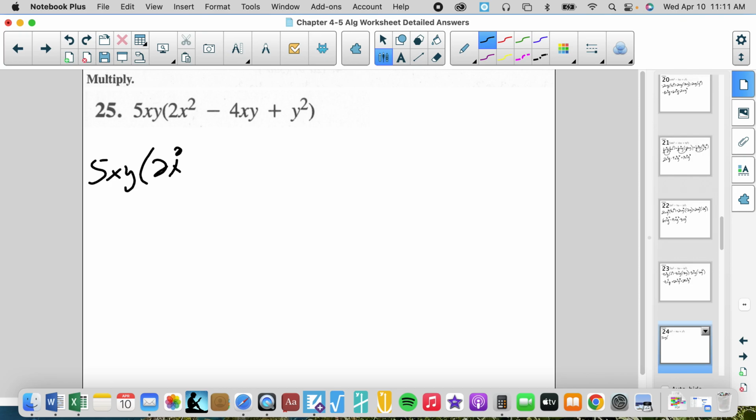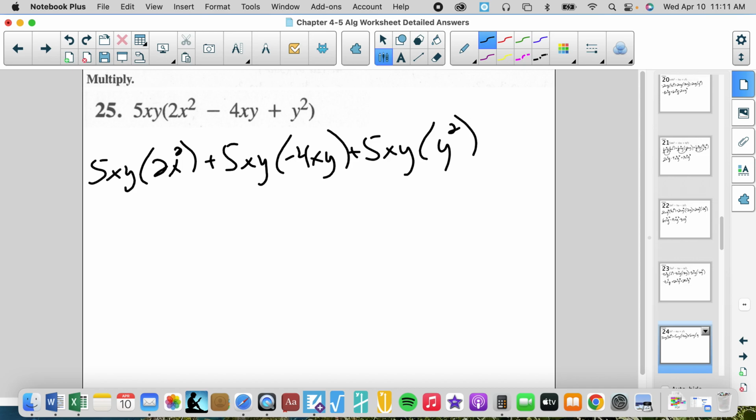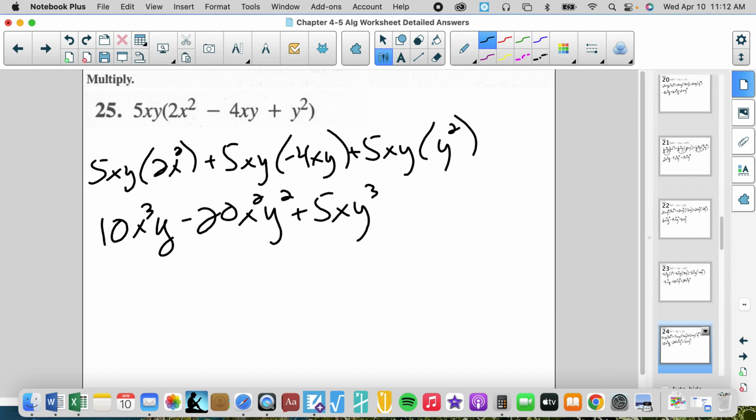5xy times 2x squared plus 5xy times negative 4xy plus 5xy times y squared. At this point, we have done 5 or 6 of these, and we're just going through. Can you do it just as fast, just as accurate, and just as efficient? 10x to the third y minus 20x squared y squared plus 5xy to the third. This y to the third does not go first because my first variable in that term is x. It is always determined by the first variable in the term.